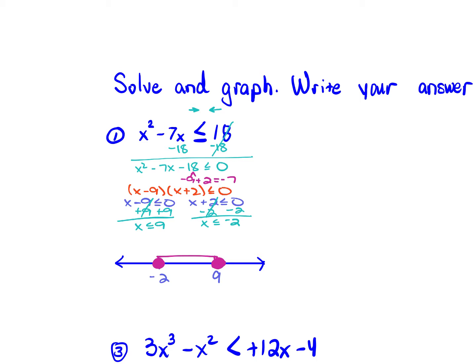Write this in interval notation now. What's the smallest number that that line is covering? What's the largest number that line covers? Is it including the negative 2? So bracket goes on the negative 2. Does it include the 9? So the bracket goes on the 9 as well.